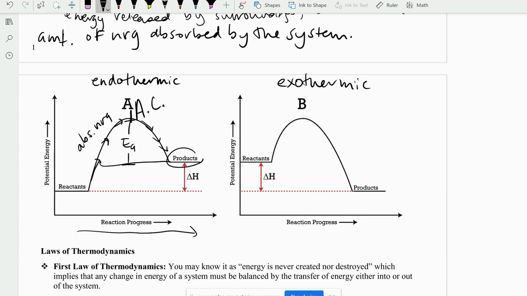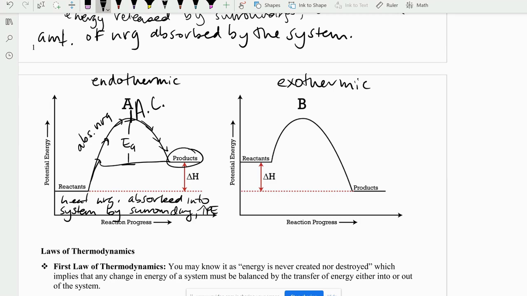Now notice that the potential energy of the products is going to be higher than that initially of the reactants in an endothermic reaction. And so down below, I'm going to annotate this graph here really quick, describing what I'm seeing. And there you go. Heat energy is being absorbed into the system by the surroundings, and the end products are going to have a higher potential energy than the starting reactants.